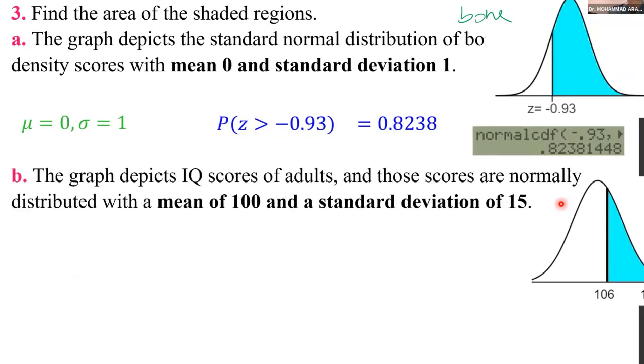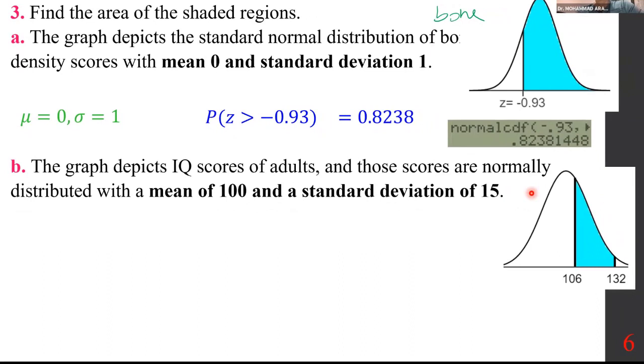The graph gives us IQ scores for adults. They are normally distributed with the mean of 100 and a standard deviation of 15. So we are going to write this as mu equals 100, sigma equals 15. Pay attention to the fact that we are dealing with the population. That's why we use Greek letters. So we want the probability between the two numbers, 106 and 132. So this is a normal distribution.